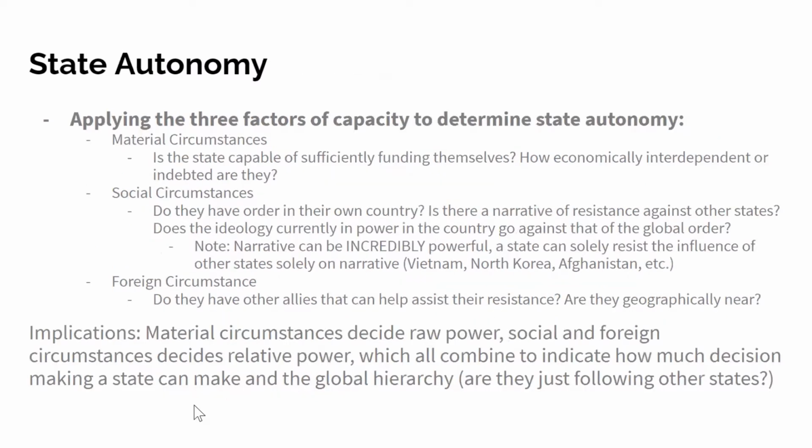So here is putting this into action and allowing you to understand what I mean. So when talking about state autonomy, let's apply the three factors of capacity to determine what state autonomy might look like in principle, right? So firstly, material circumstances. Is the state capable of sufficiently funding themselves? How economically independent or indebted are they, right? That type of factor obviously affects your autonomy as a state to make decisions, because if you are not able to fund yourself, if you are a resource poor country and you are very dependent on deals from other countries, then obviously your ability to, for example, let's just say act and retaliate against an aggressive country might be lower, especially if you're dependent on them, right?